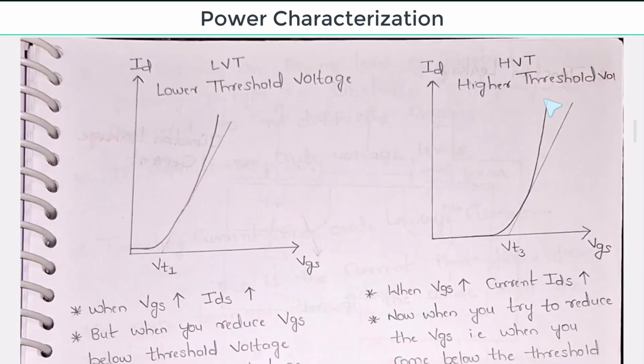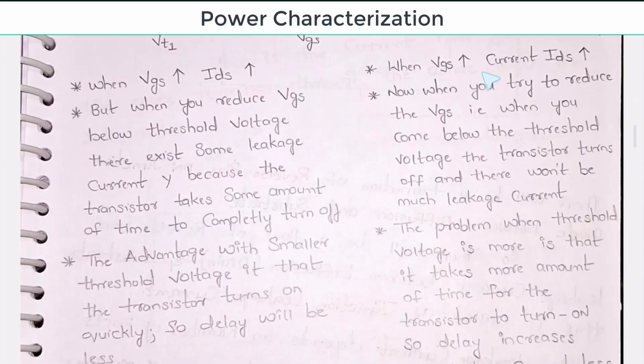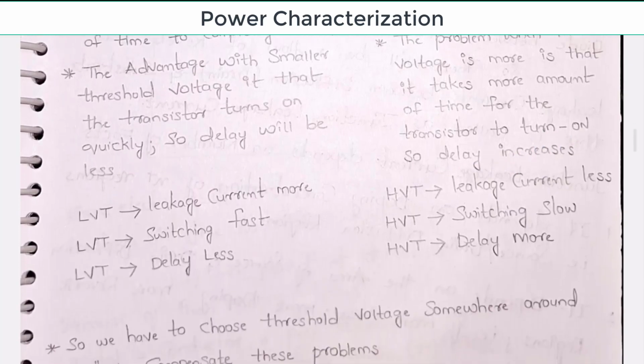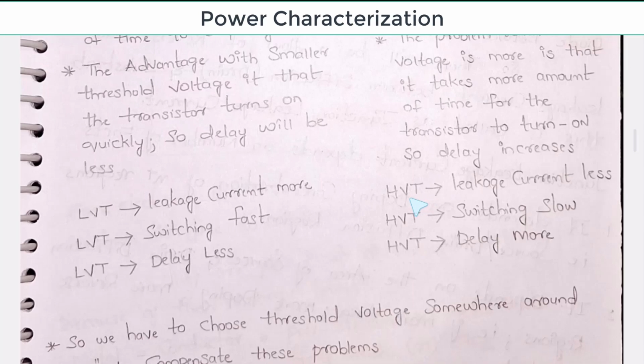Now let us see higher threshold voltage. When VGS is more, IDS will be more. Now when you reduce VGS, that is, when you come below the threshold voltage, the transistor turns off and there won't be much leakage current. The problem when threshold voltage is more is that it takes more time for the transistor to turn on, so delay will be more. So this is about HVT. For HVT, leakage current will be less, switching will be slow and delay will be more.